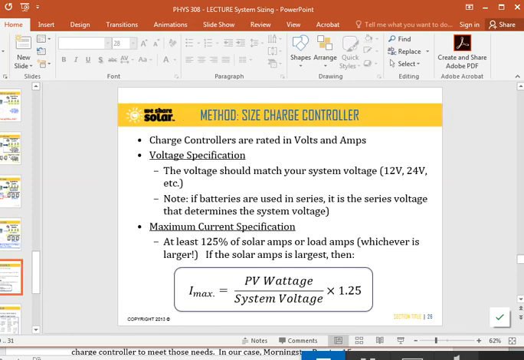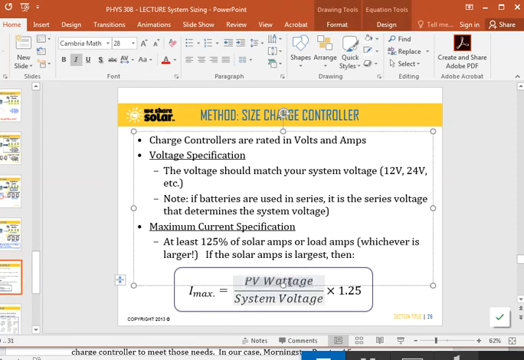The last part is to figure out which kind of charge controller we need. I've got my photovoltaic PV panels wattage, and we need to divide by the system voltage. Then again, we have a buffer factor, which is 25%. So 125%, or 25% more, however you want to look at it, than the solar amps. That gives you a little buffer so that we don't actually have too much current, right?